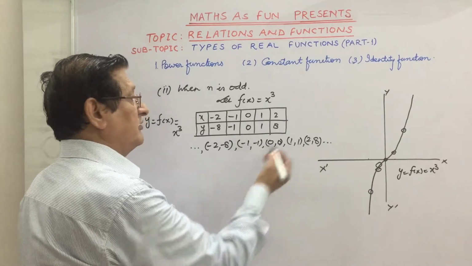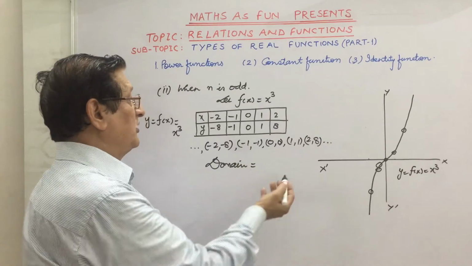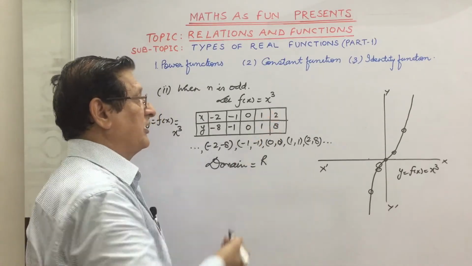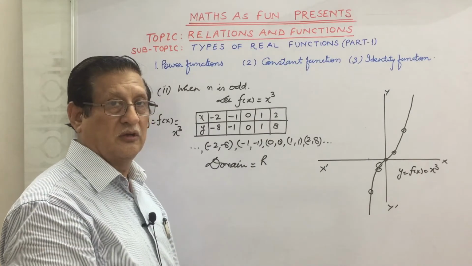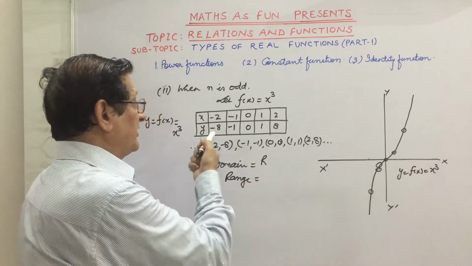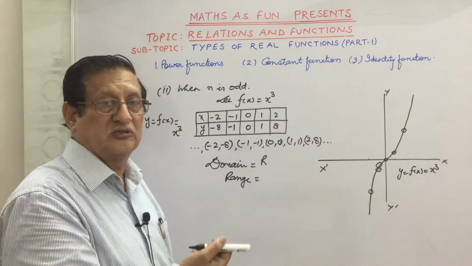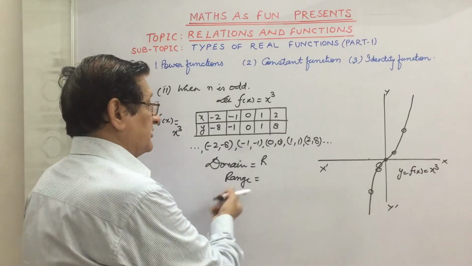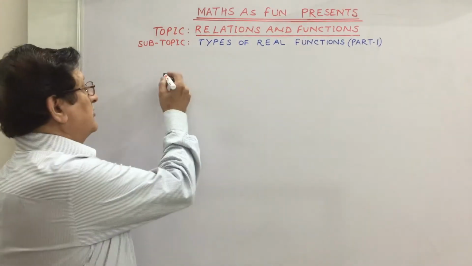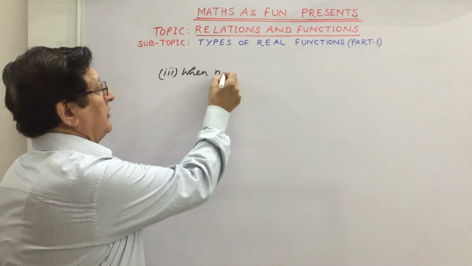What we find about the domain of this is the set of real numbers R, because for every real number the cube exists. What about the range? We find for a negative number the cube is negative, for positive it is positive, for 0 it is 0. It means the range of this is also R. The third case is when n is negative.